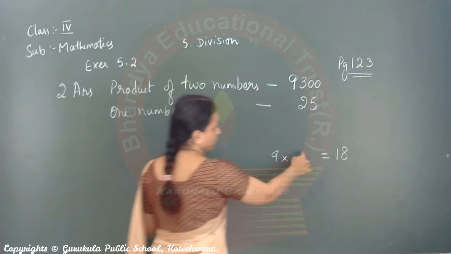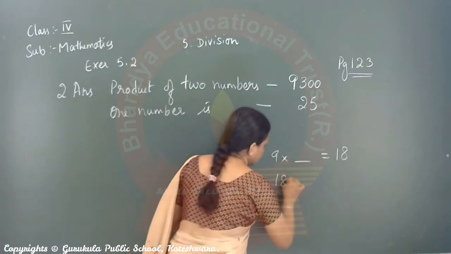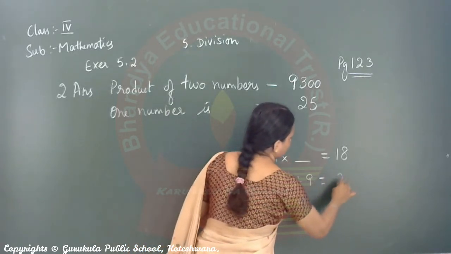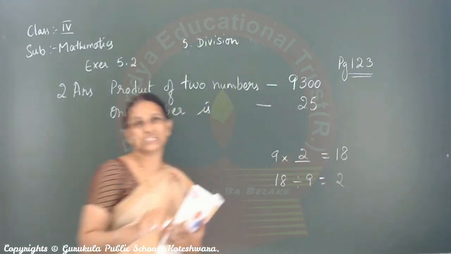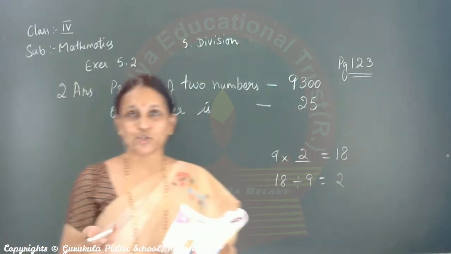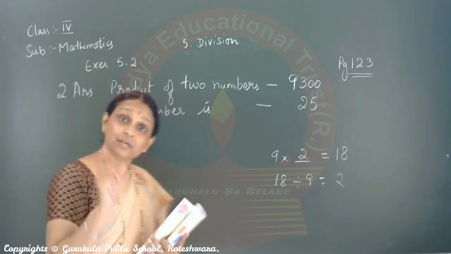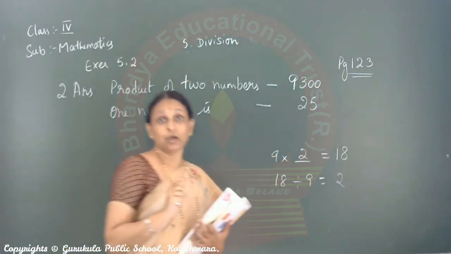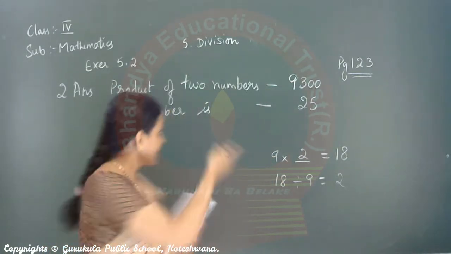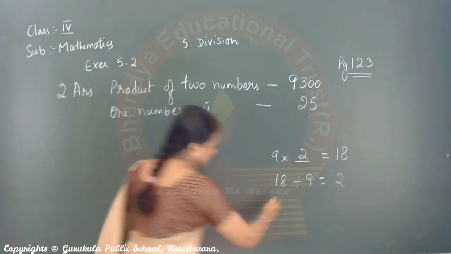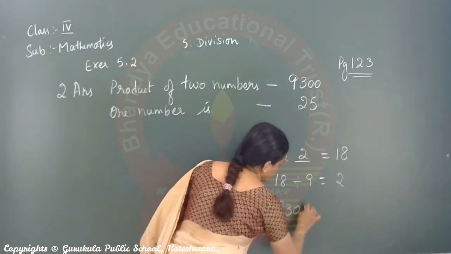How do you find out what it is? Yes, 18 divided by 9, you get 2. But you may say, ma'am, by seeing only we can tell it is 2. Why are you dividing? It is in the case of smaller numbers. But when you get bigger numbers like this, actually this sum is like this, 9300.